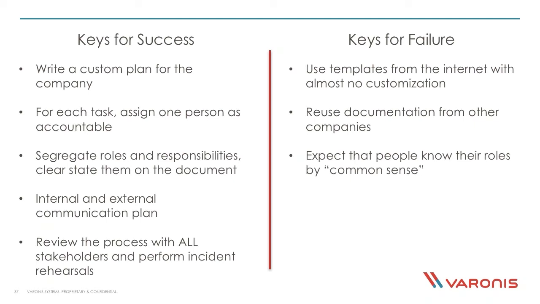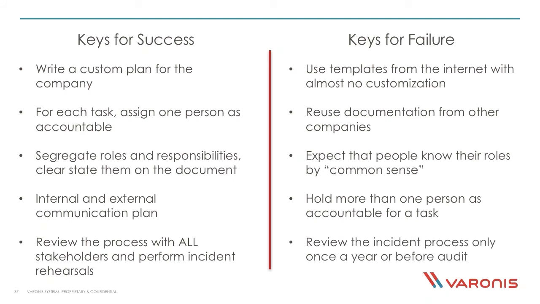Another common mistake is having more than one person accountable for a task. In this way, people may be passing the buck during an incident. And the last most common mistake is reviewing the incident process only once a year, usually before the audit. If you really care about your process performance, you should check it properly twice a year or when you feel that things are not working well.